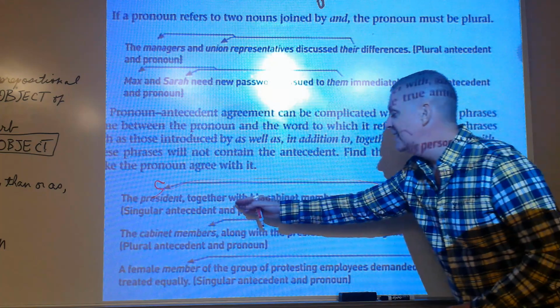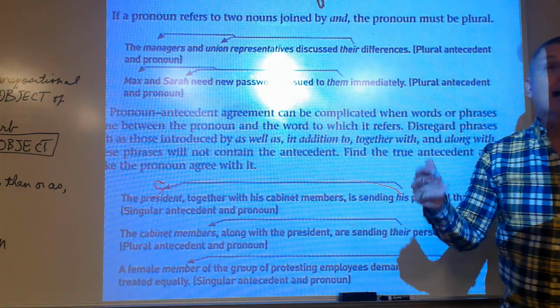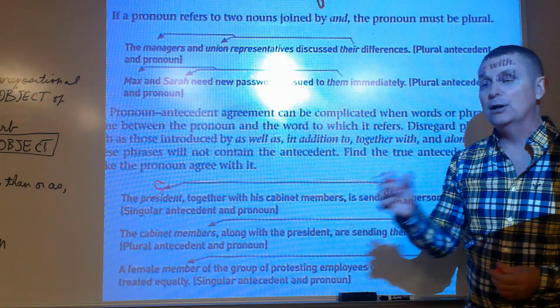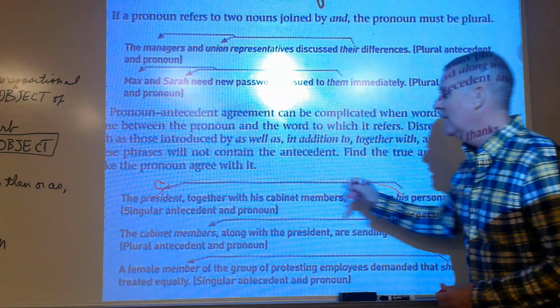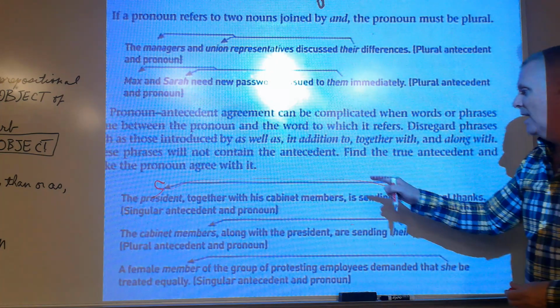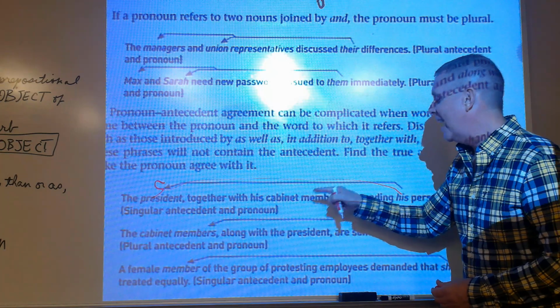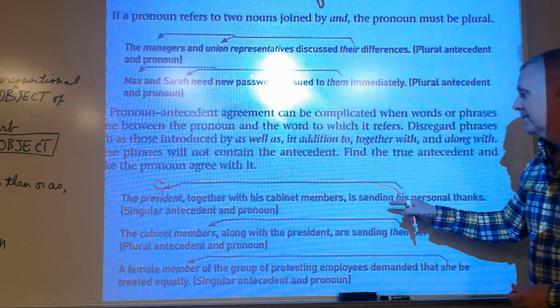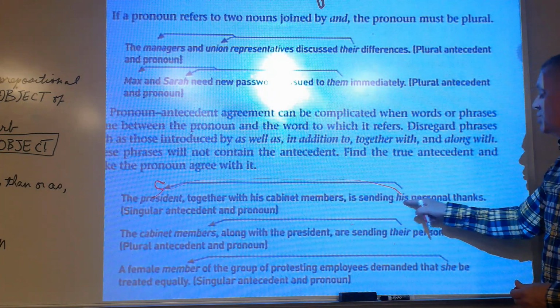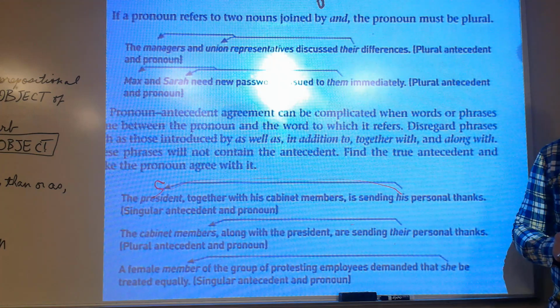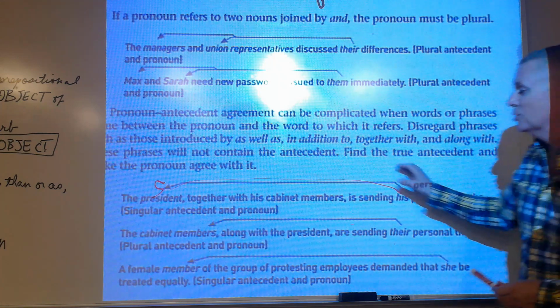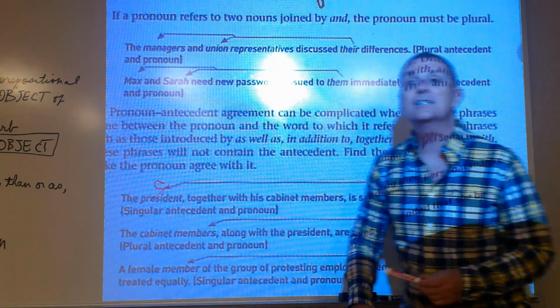But if it said together with the cabinet members, and I don't know whether the president is male or female, I would say the president, together with other cabinet members, is sending his or her personal thanks. Keep it singular to refer to its antecedent, which is singular.